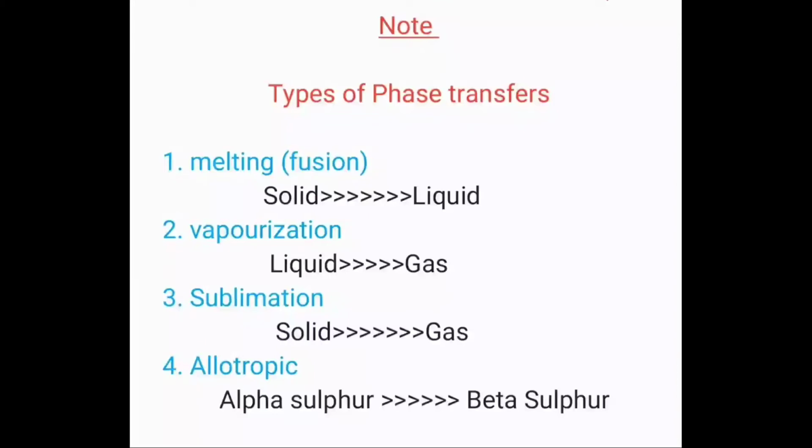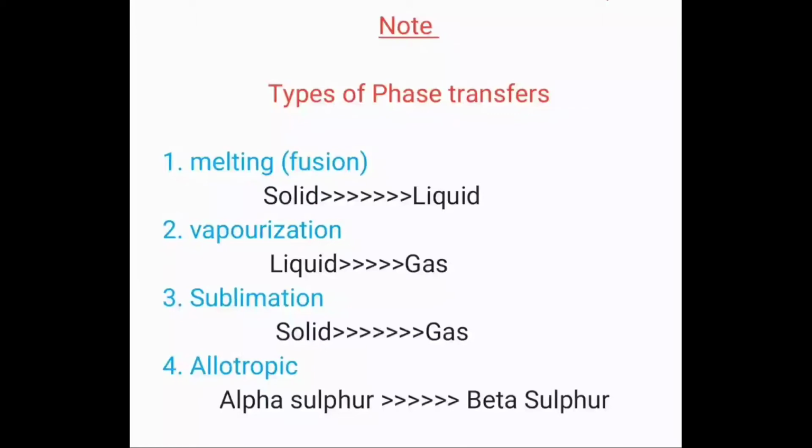Now the fourth one is allotropic mixture. It is an important phase transfer. Take sulfur. This sulfur has two types: one is crystalline sulfur and the other is amorphous sulfur.